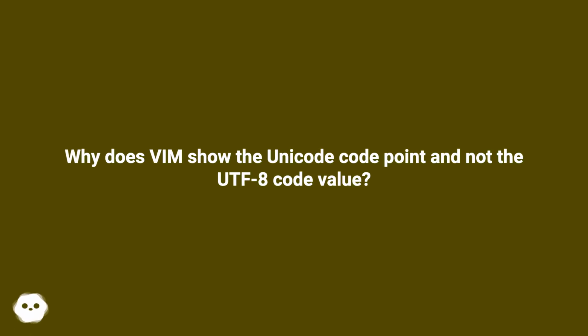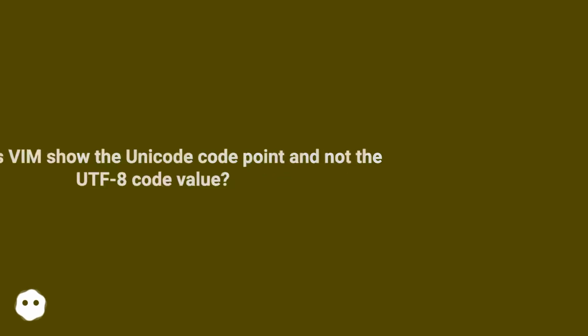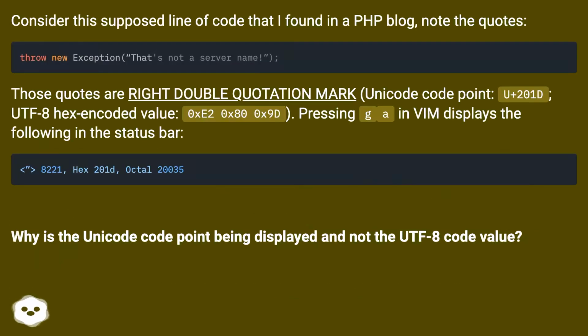Why does VIM show the Unicode code point and not the UTF-8 code value? Consider this supposed line of code that I found in a PHP blog. Note the quotes.